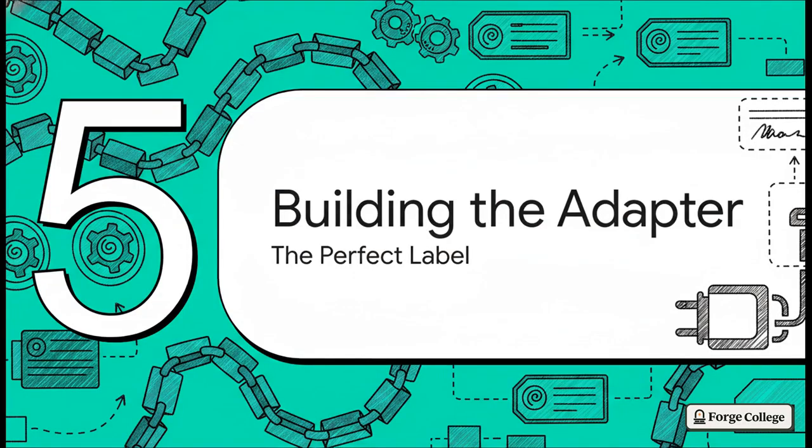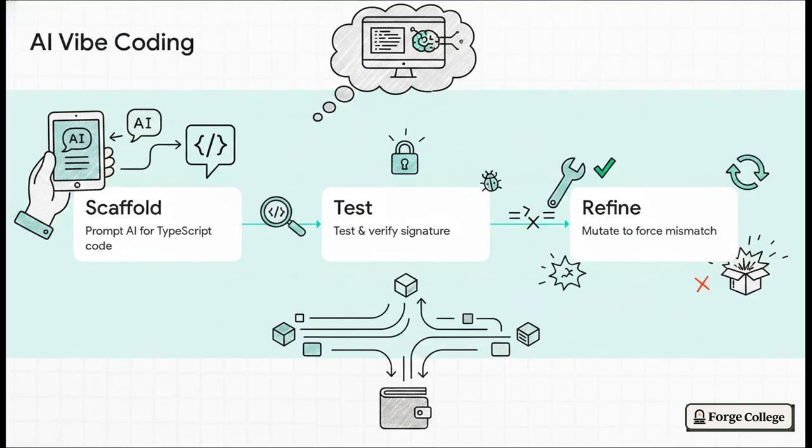Section 5. Building the signing adapter, creating the perfect label. To navigate those incredibly strict entry point rules, we need to build a signing adapter that prints the exact right shipping label for our package. And we are going to do this smartly.